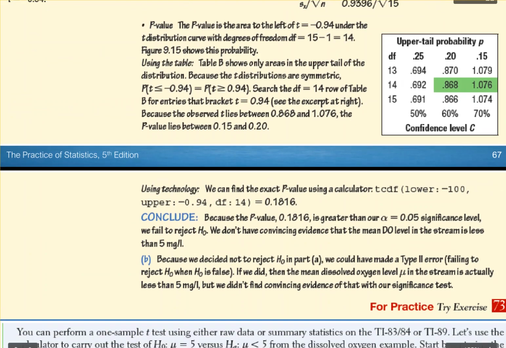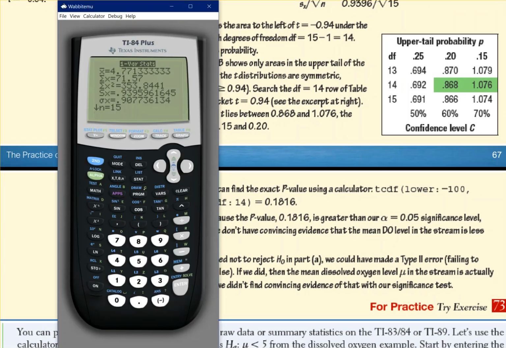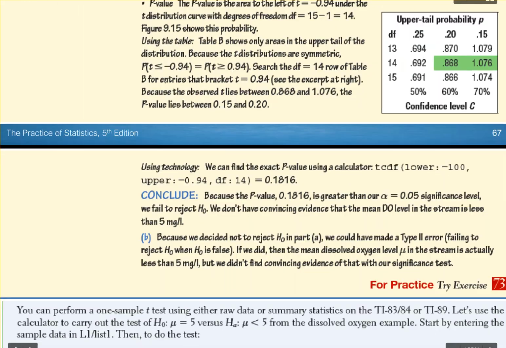Alternatively, again, if you want to find the exact value, we could do the tcdf. So we go to distribution, tcdf. Lower is basically we want to know less than that. So I'm going to say negative 1E99 to negative 0.94. DF is still 14. Paste. And I get 0.1816. So again, we fail to reject.